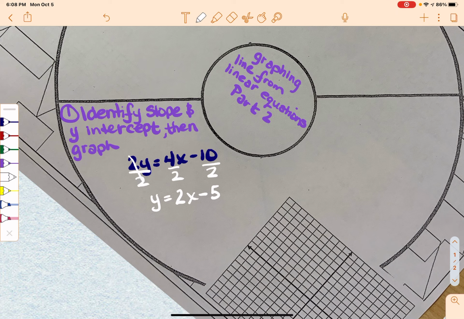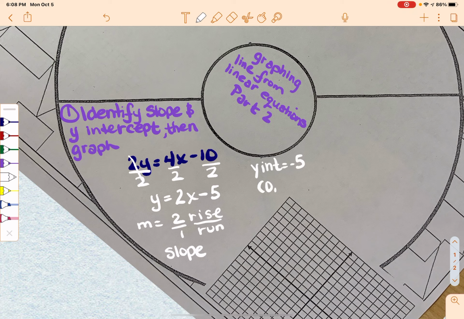So my slope value is 2 over 1 for my rise over run. It's my slope. My y-intercept is -5, which means it's going to be the point of 0, -5. And remember, we're starting with this. So I'm going to back up for just a minute.